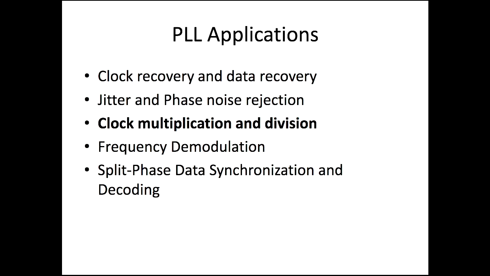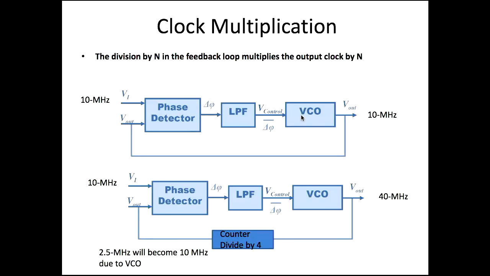So clock multiplication and division, that's what we discussed. We discussed clock recovery and data recovery. Now we will study another important application called clock multiplication and division. Clock multiplication is easy to do with the PLL. In the PLL, if you connect 10 megahertz, you will get 10 megahertz out. But if you put a divide by 4 counter here, then what you will get is 2.5 megahertz.